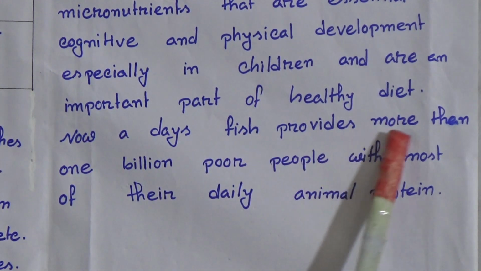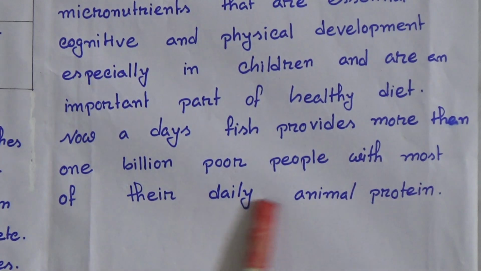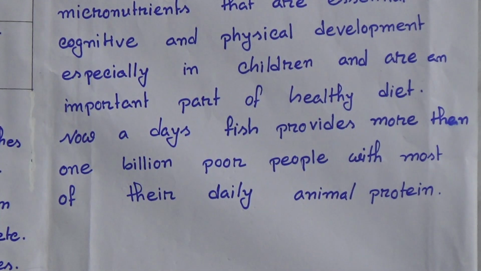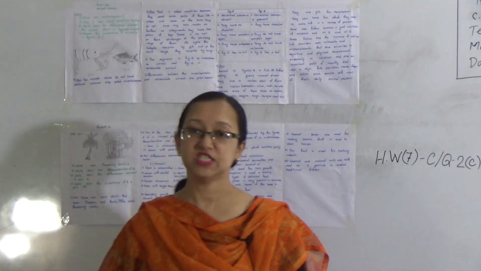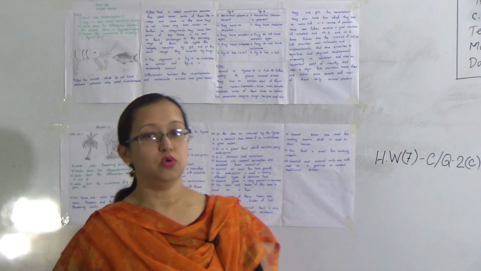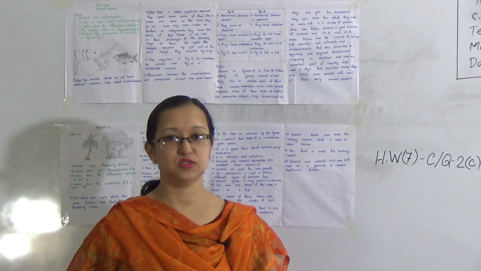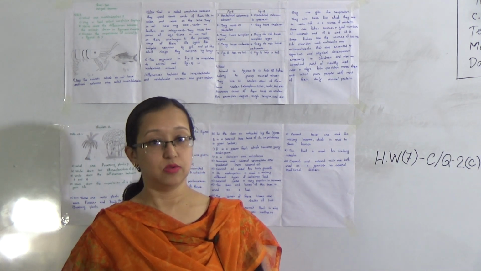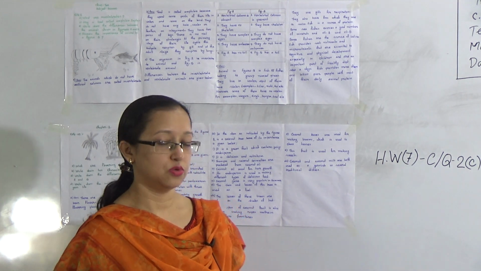Nowadays, fish provides more than 1 billion poor people with most of their daily animal protein, and fish is very important for us because it is a well-known source of protein. We find vitamin A and vitamin D in fish, and it also makes our bones strong because some fishes have calcium. If we eat fish bones, we can get calcium from the fish also.